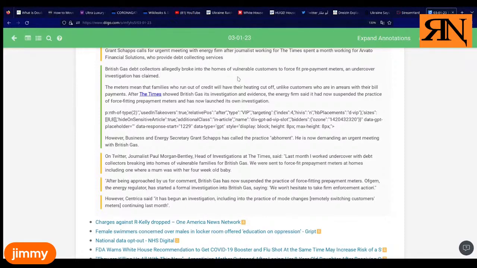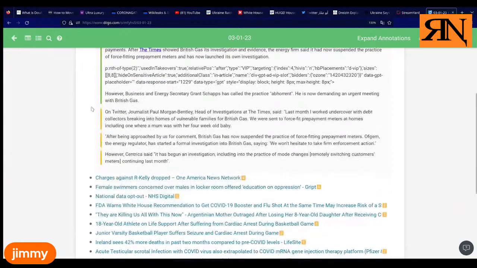The Times showed British Gas its investigation and evidence. The energy firm said it has now suspended the practice of force-fitting prepayment meters and has now launched its own investigation. Actually, I don't know why this does that. I don't know what this is here. This is gobbledygook. But however, Business and Energy Secretary Grant Shapps has called the practice abhorrent, and he is now demanding an urgent meeting with British Gas.